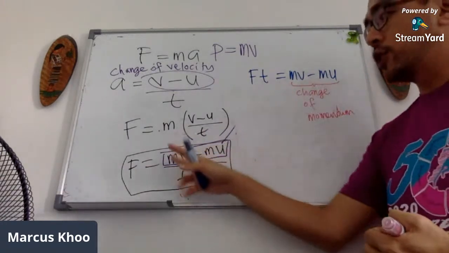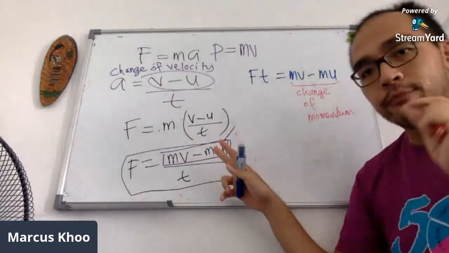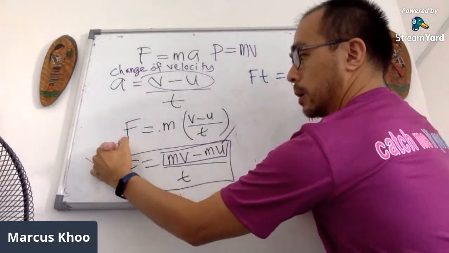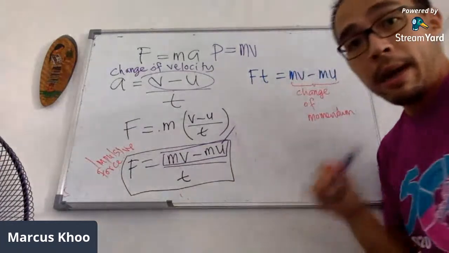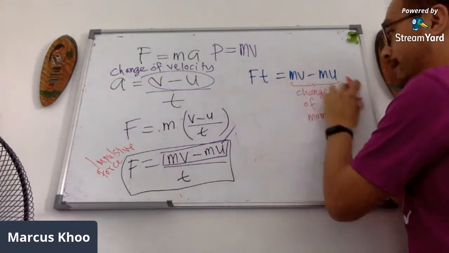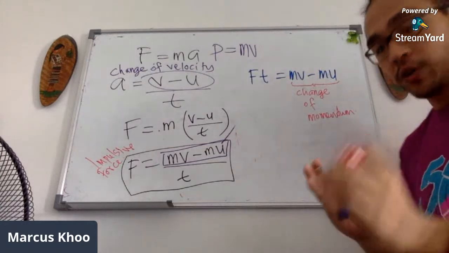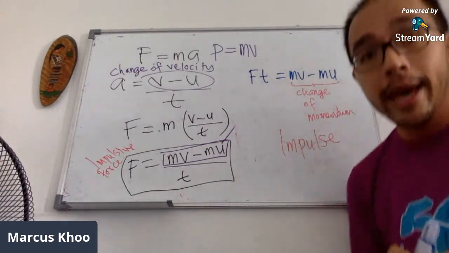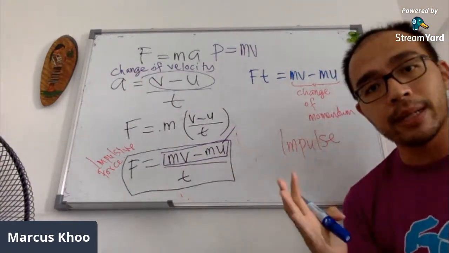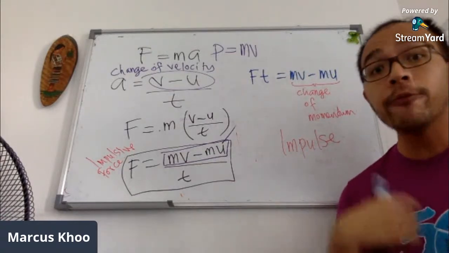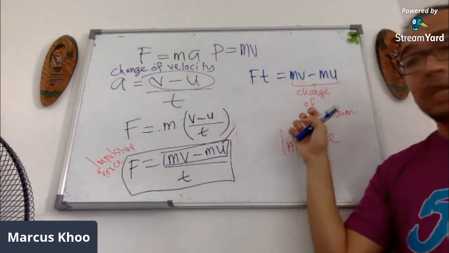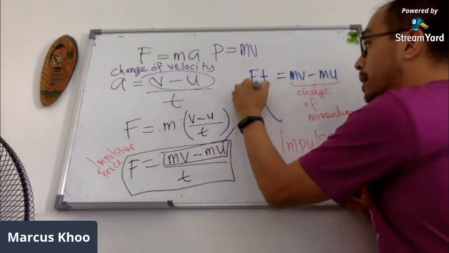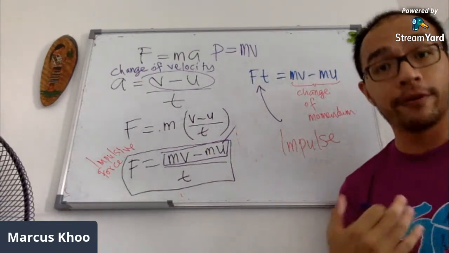Now, the rate of change of momentum, kadar perubahan momentum, is known as the impulsive force. But the change of momentum, just the change of momentum alone, is known as the impulse. And there are two ways for us to calculate impulse, depending on the situation that they give. If they give you the momentum, then impulse is the change of momentum.